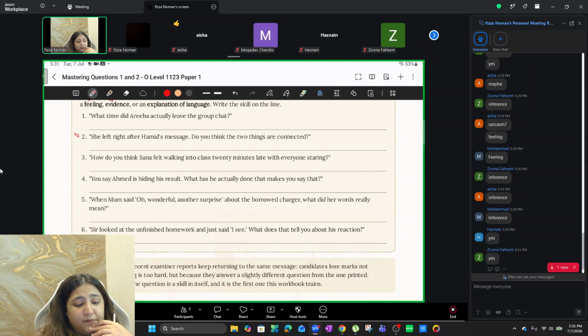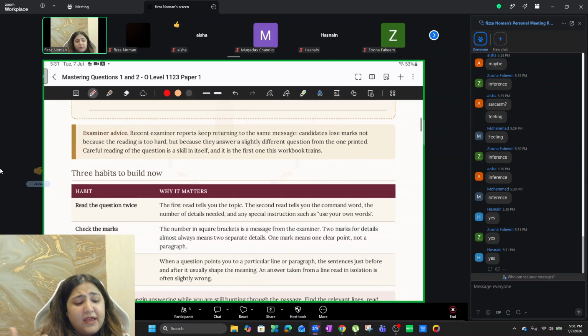Chalo, let's move on. So, examiner advice. Recent examiner reports keep returning to the same message. Candidates lose marks not because the reading is too hard, but because they answer a slightly different question from the one printed. Careful reading of the question is a skill in itself, and it is the first one this workbook trains you on. So this is the main thing, and I cannot stress this enough.